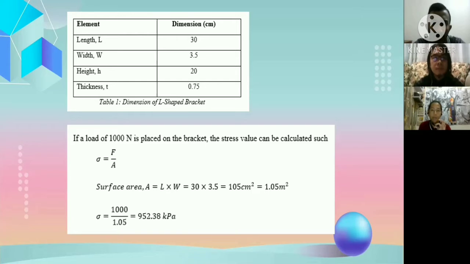So what happens if a load of 1000 Newton is placed on the bracket? How we want to know the stress value is by using this formula, which is stress is equal to the applied load divided by the surface area of the dimension. So as you can see, the stress is equal to 1000 Newton divided by 1.05 meter square of the surface area. And we can easily get this value of the stress, which is 952.38 kilopascal.